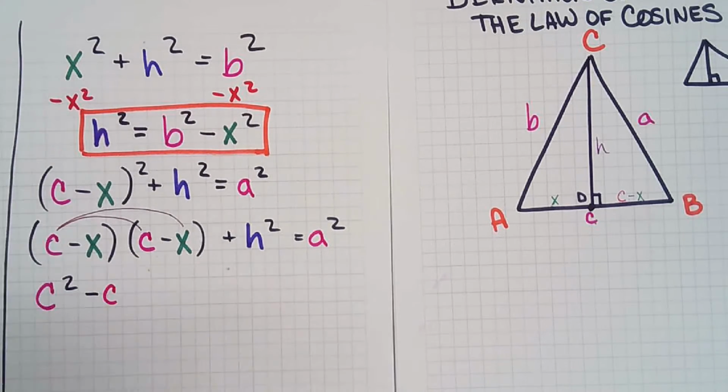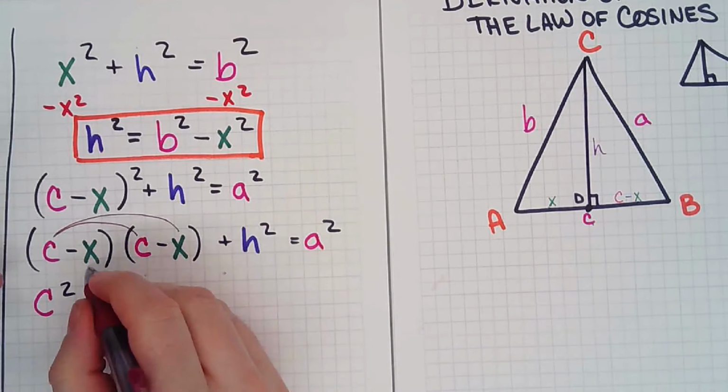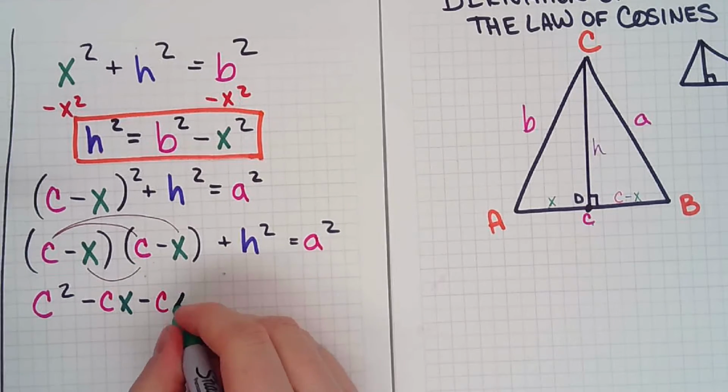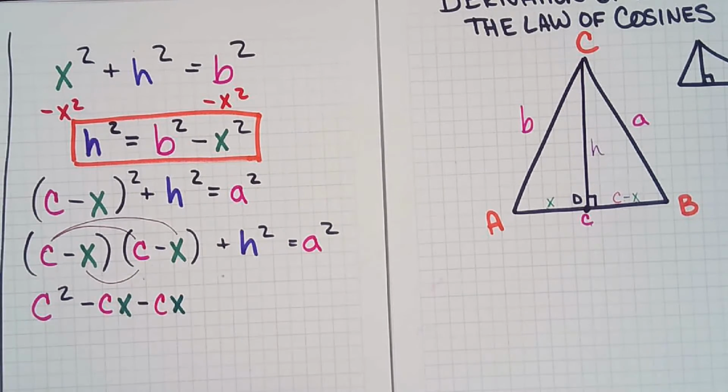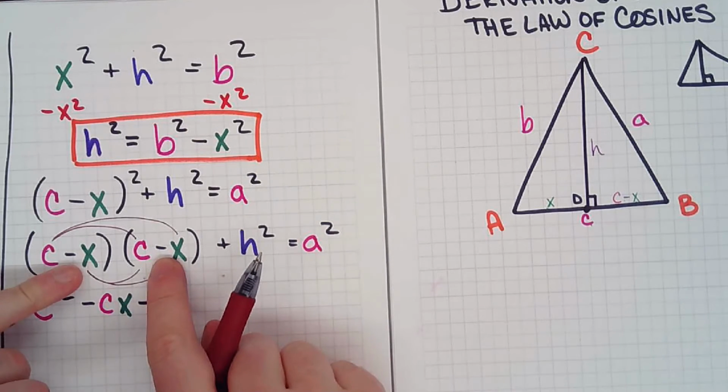And you'll notice if we're done distributing the c, now it's time to distribute the negative x. So we're going to get another negative cx. Those later we will combine because they are like terms. They have the same variables. And then lastly, we need to distribute the negative x to the negative x. Again, don't miss those negatives. They stay with the x.